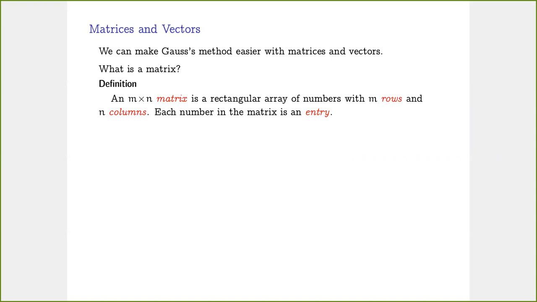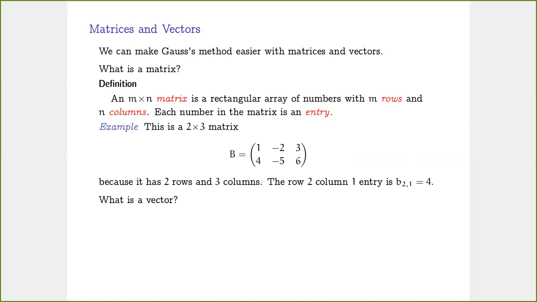So matrices come in different sizes. Here's an example. This is a 2 by 3 matrix. That means it has 2 rows and 3 columns. So the first row is 1, -2, 3. The second row is 4, -5, 6. The first column is 1, 4. The second column is -2, -5. The third column is 3, 6. We call these numbers the entries of the matrix.